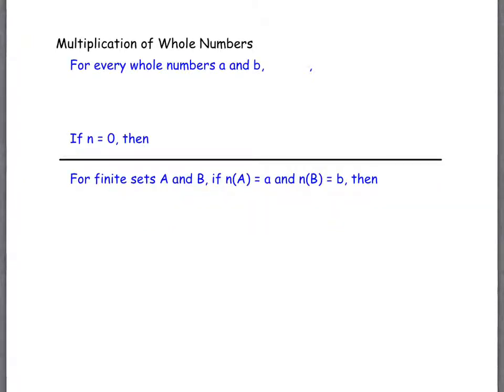So to start with, multiplication of whole numbers. For every whole number A and n, one more condition: n is not 0. So when we talk about n times A, this means having A added to itself multiple times. There are n A's here. And if n does equal 0, then n times A is 0.